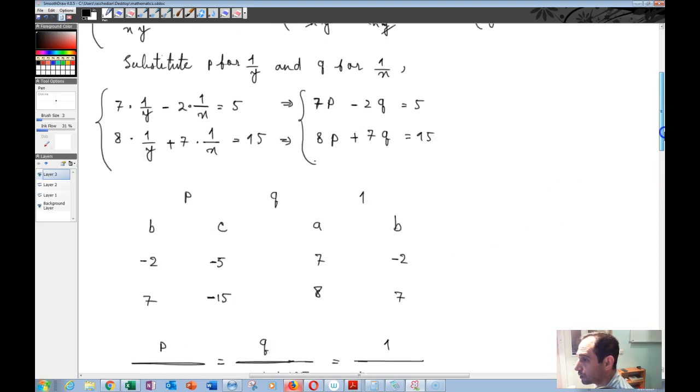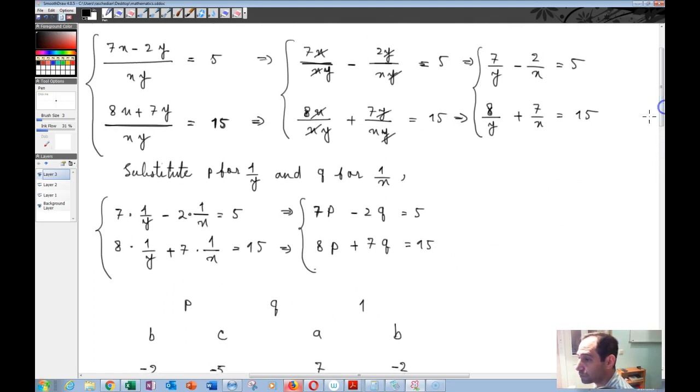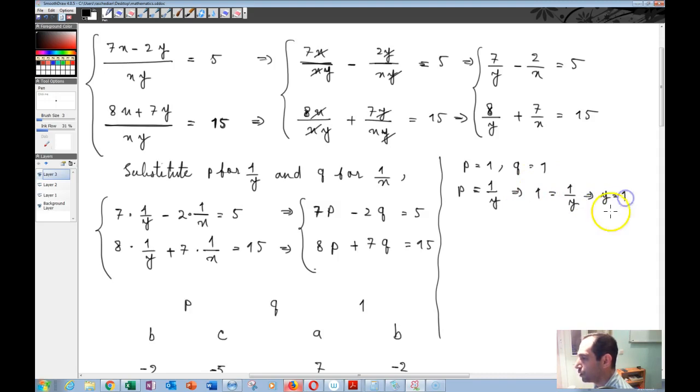Now over here we said that p is equal to 1 and q is equal to 1. So basically we said that p is equal to 1 over y. So that means that 1 is equal to 1 over y, so that means that y is equal to 1. And over here we said that q is equal to 1 over x, so q was equal to 1, so 1 is equal to 1 over x, so x is equal to 1.